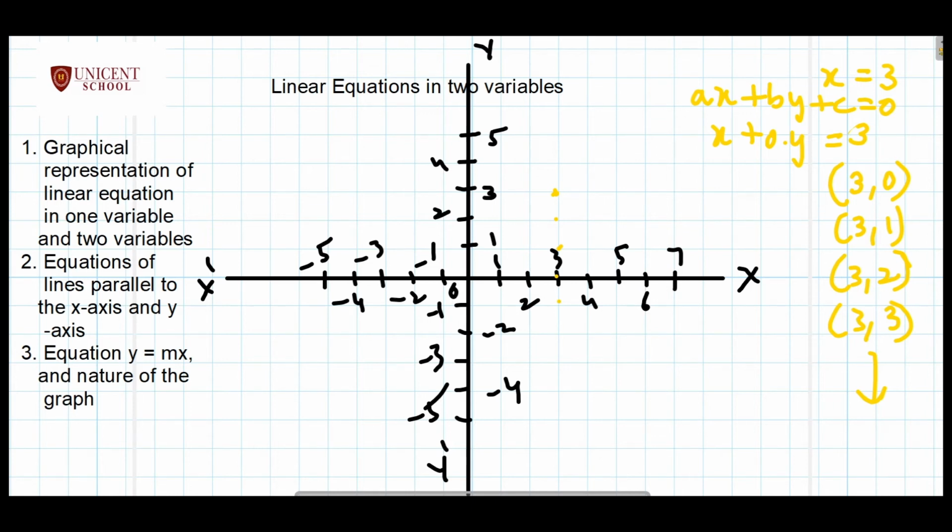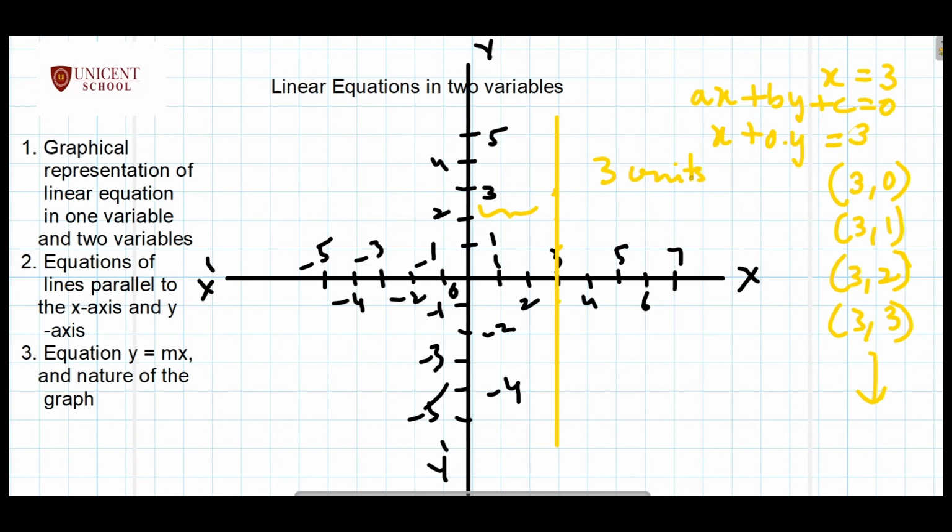And when I join these points, I'll get a straight line which goes parallel to the y-axis. This line represents that the distance between the y-axis and the line is always 3 units.